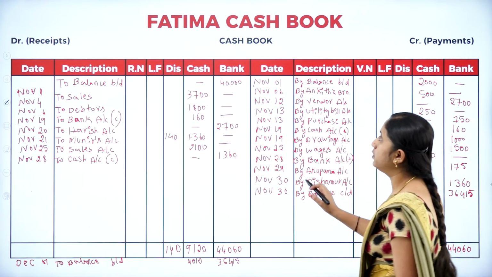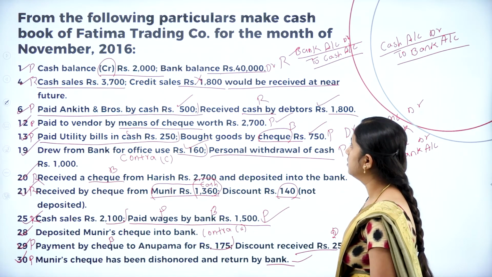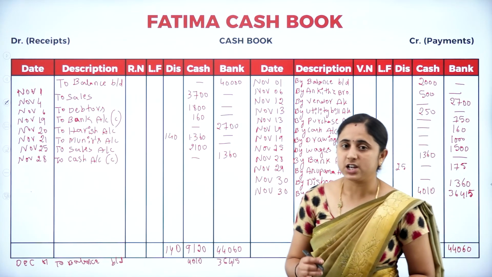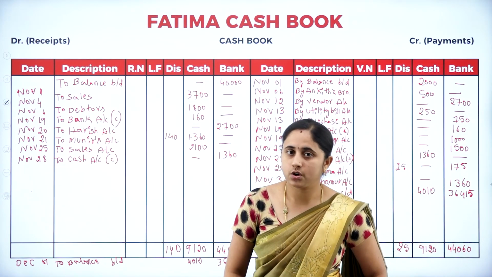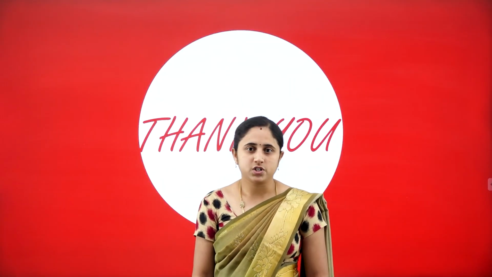So this is all about the 3-column cash book, problem with solution. So let's stop for the 3-column cash book and just continue with the next concept of your syllabus. Let's continue with the next session. Until then, keep watching. Thank you.